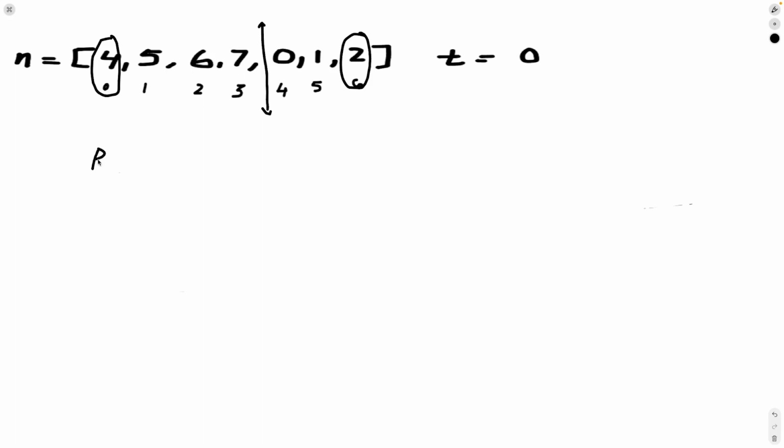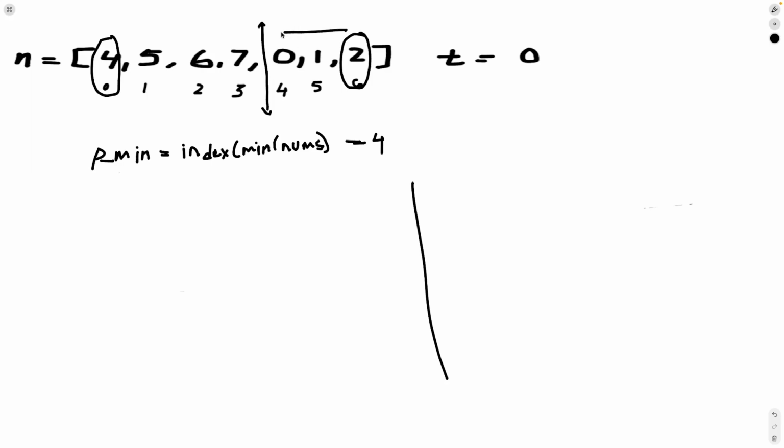So I'm going to call it p min, which is going to be the index value for the minimum of nums. In this case, it is equal to 4. Now I'm going to divide this array in two, as I mentioned over here. I'm going to have two while loops, one starting from this element and going till here, basically till the least element.